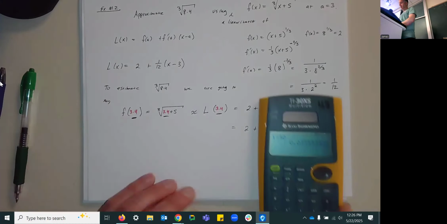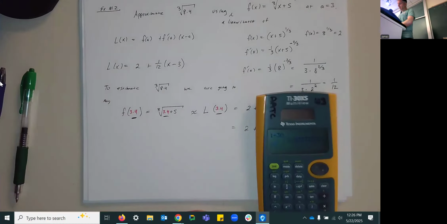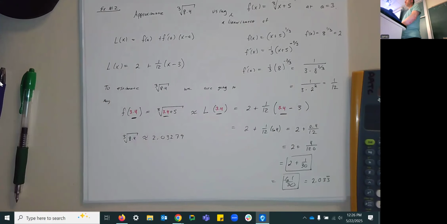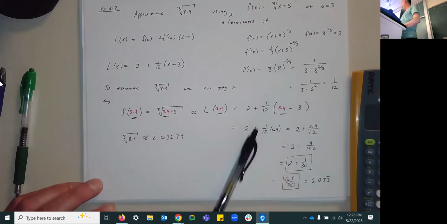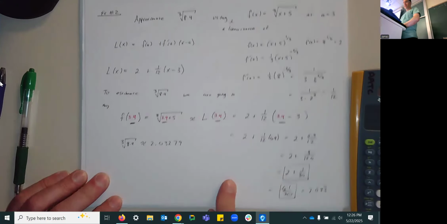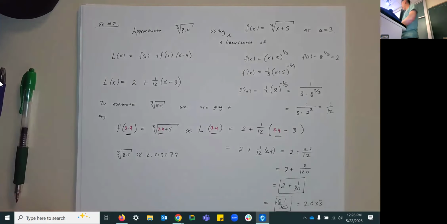Just to compare, what is the cube root of 8.4? Let's find out. 8.4 to the 1/3 power is 2.032. Okay, so actual value, cube root of 8.4, approximately 2.03279. Pretty good. Not bad. So this is kind of silly to do it this way because I feel like we've come up with kind of the weirdest way of doing it.